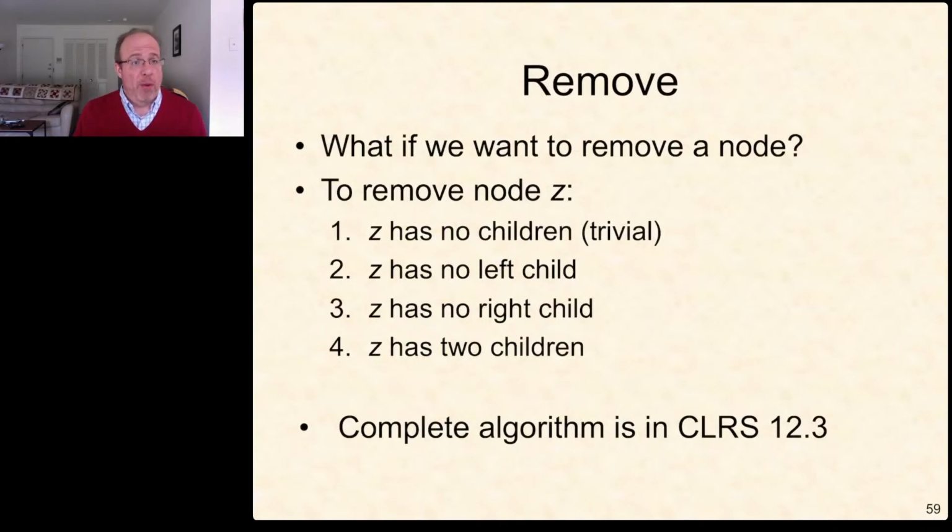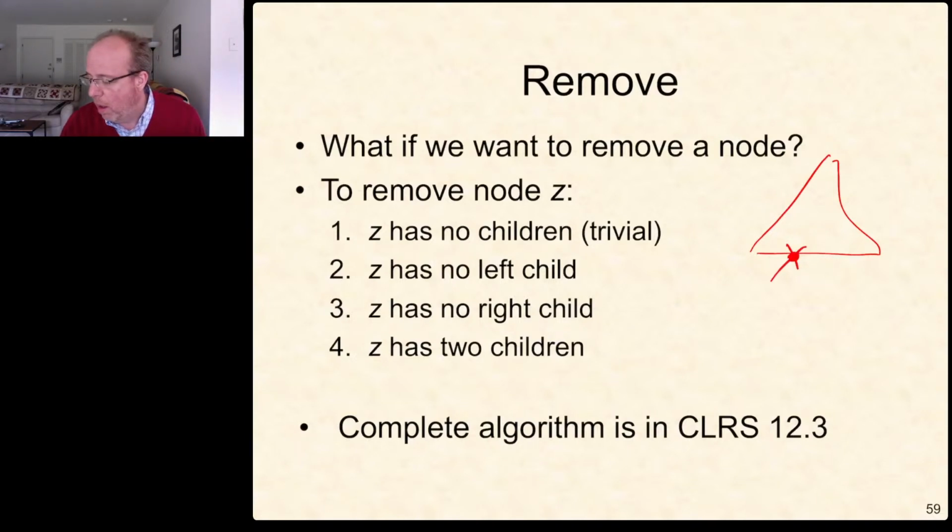So how do we remove something? Well, if we're going to remove some random node in the tree, there are 4 possibilities. So we have a tree. If the node we're removing has no children, no problem, we just snip it off the tree. If the node we're removing has no left child, that's okay, we just cut it and replace it with its right child. If it doesn't have a right child, same thing, we just cut it and replace it with its left child.